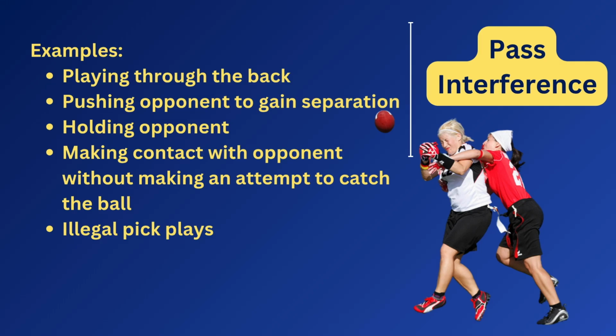Also, if a player pushes an opponent to gain separation, maybe an offensive player pushes off a defender to separate and catch a pass, that can be pass interference. Holding an opponent, making contact with an opponent without making an attempt to catch the ball, and illegal pick plays on the offense, where maybe one offensive receiver will create contact with a defender to get their teammate open. Those are all examples that can be deemed pass interference.